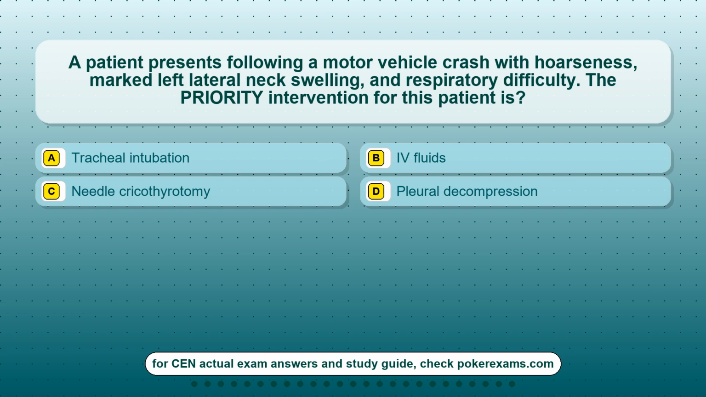Question 24. A patient presents following a motor vehicle crash with hoarseness, marked left lateral neck swelling, and respiratory difficulty. The priority intervention for this patient is? Option A, tracheal intubation. Option B, IV fluids. Option C, needle cricothyrotomy. Option D, pleural decompression.